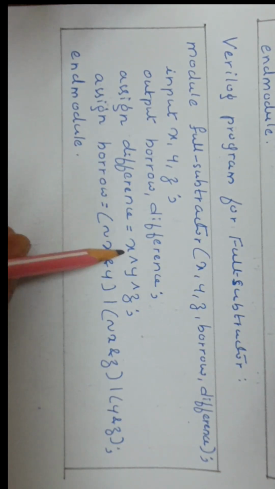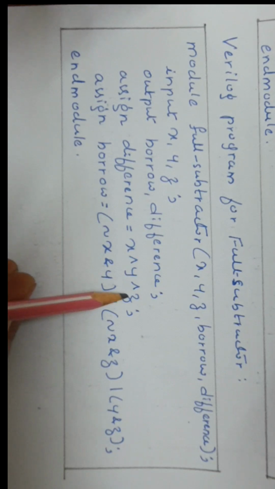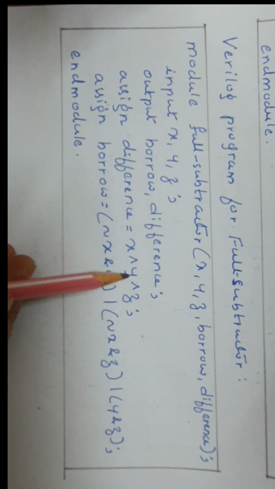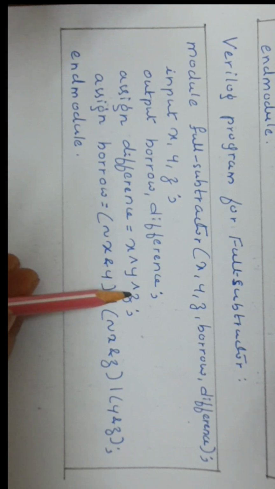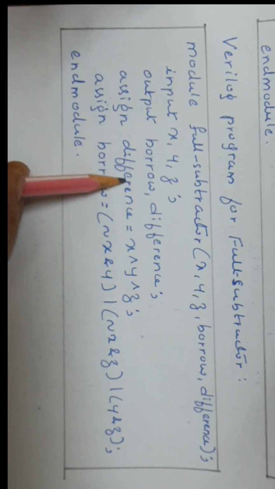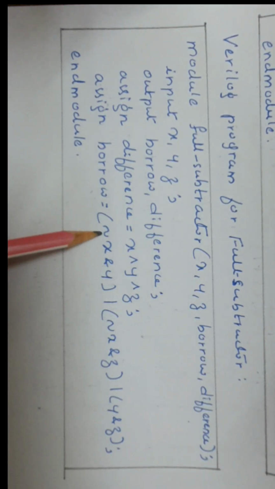Now this is the Verilog program for full subtractor. The expression for sum, here called difference, remains the same: x XORed with y XORed with z. That was sum in full adder, here it is equal to difference. Hence the variable is taken as difference instead of sum. The borrow expression is x dash y or x dash z or yz. That is what is written here.